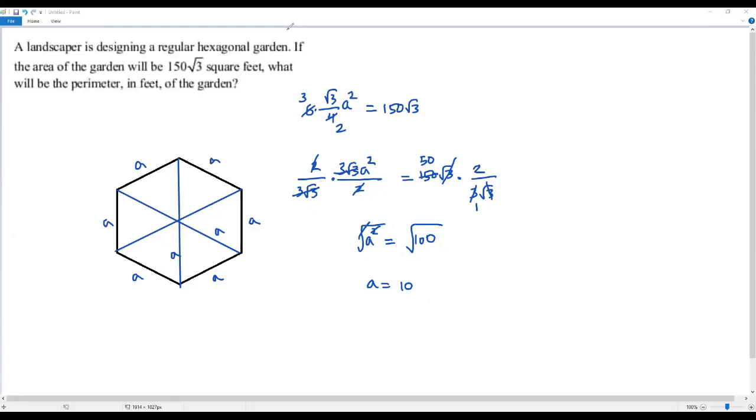Now to get the perimeter, what we have to do is multiply one of the sides of the regular hexagon by 6 because we have 6 sides. Now we can plug in this 10 for A over here. Then I'm getting 6 times 10, that is equal to 60 feet. Here I got the perimeter of the garden. So the perimeter of the garden is 60 feet.